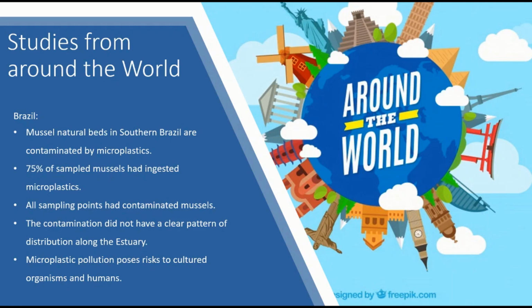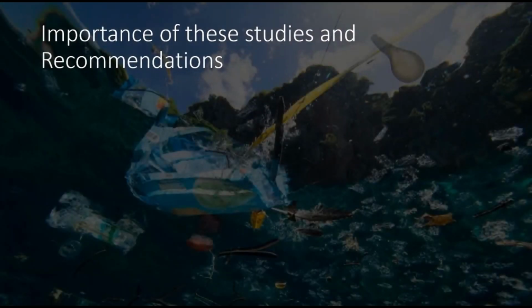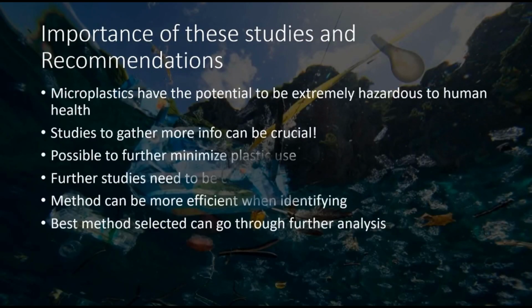Now lastly, I want to look at the importance of this research as well as any recommendations. Microplastics have the potential to be extremely hazardous to human health. Studies from China show the amount of microplastics taken up by these organisms are alarming, considering their potential sizes and amount of them. Gathering more info can be crucial. The study in Brazil talked about the importance of assessing this issue due to an increase in seafood consumption and culture in Brazil and worldwide. I think once brought into the limelight, it can help to further minimize plastic use as well. The method can be more efficient when identified.